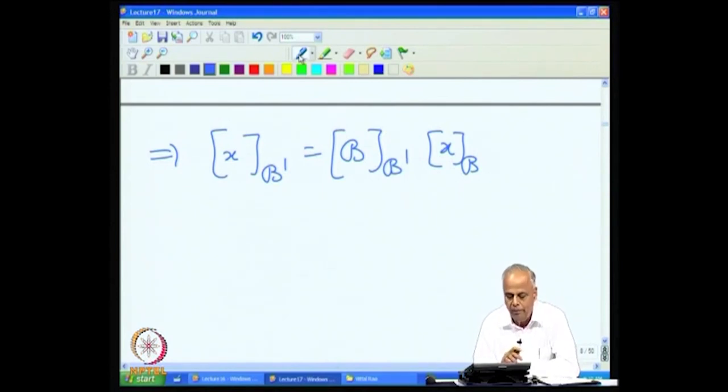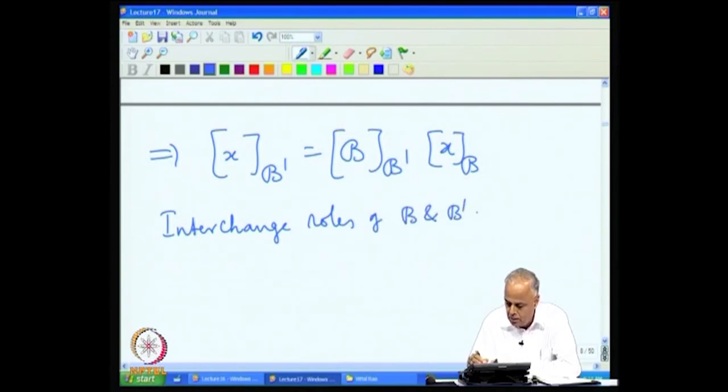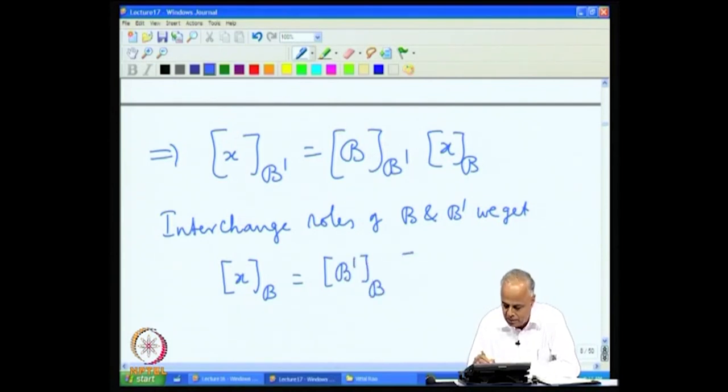Similarly, if we interchange the roles of b and b prime, we get x_b will be, now we have to represent the b prime basis in terms of the b basis, and here it will be x_b prime. So, knowing the representation of x in terms of the basis b, you can get the representation of x in terms of the basis b prime by the connection between b and b prime. And knowing the representation of x in terms of the basis b prime, we can get the representation of x in terms of the basis b by connecting b prime with the b basis.